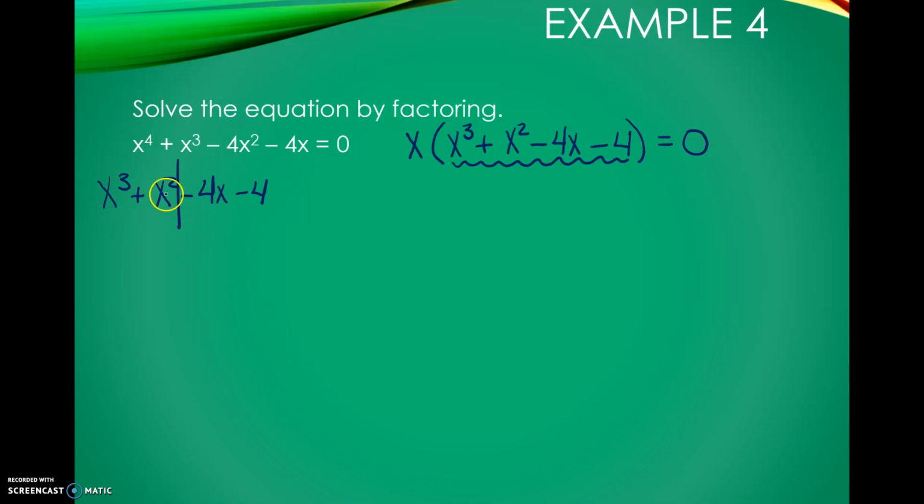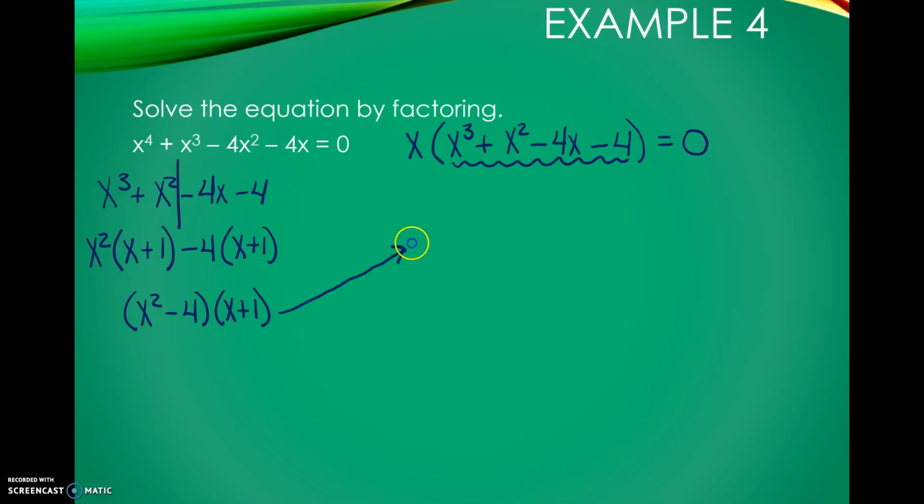These first two have x squared in common. X to the third divided by x squared is x. X squared divided by x squared is 1. Negative 4x and negative 4 have negative 4 in common. So this thing factors to x squared minus 4 times x plus 1. Now I'm going to bring this back over here. Remember we had that x in front?